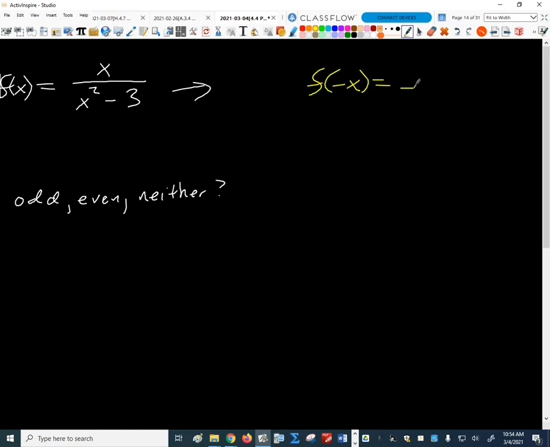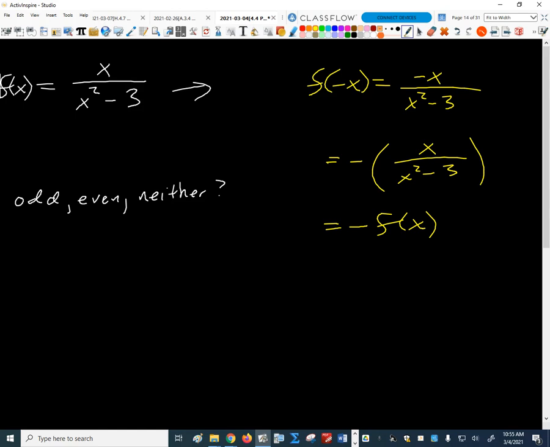f of negative x would equal, on the top, I'd get a negative x. On the bottom, if I plug negative x in, when I square it, the negative goes away. So I just get x squared minus 3. And isn't that equal to negative the quantity x over x squared minus 3, which is negative f of x? And so we can see then that this is odd symmetry, because f of negative x equals negative f of x.